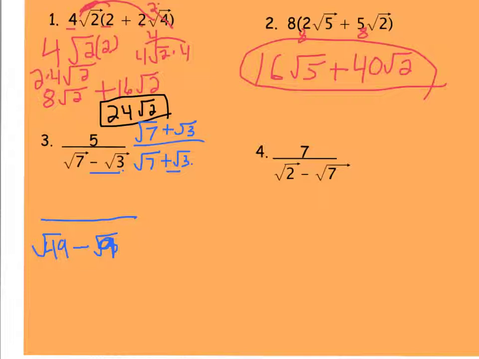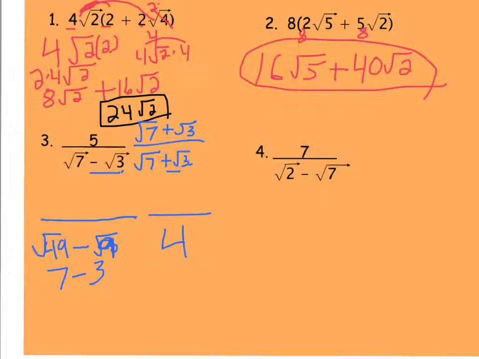And if I were to square root 49, I get 7. If I square root 9, I get 3. So I end up with 7 minus 3. Just like before, I end up with a 4 in the denominator. A shortcut is, basically you end up with 7 minus 3, because when you square these, the radicals disappear.